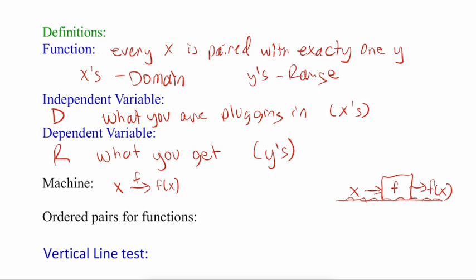So the x is our independent variable. What kind of cookie dough did I put in? If I put in chocolate chip cookie dough, I bet you I'll get chocolate chip cookies. If I put in oatmeal raisin cookie dough, I'm going to get oatmeal raisin cookies. So you want to think of the independent variable as the thing you put in. The dependent variable is what do I get out based upon what I put in. Okay.